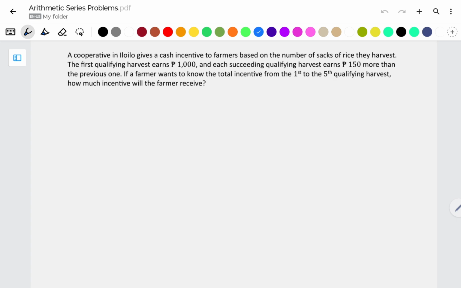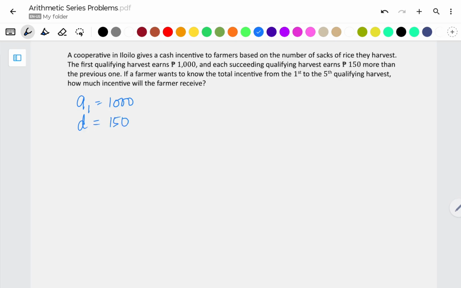Let's identify the given in the problem. First is 1,000 pesos. That's the first term of our sequence. And then each succeeding qualifying harvest earns 150 more. So that will be our common difference.